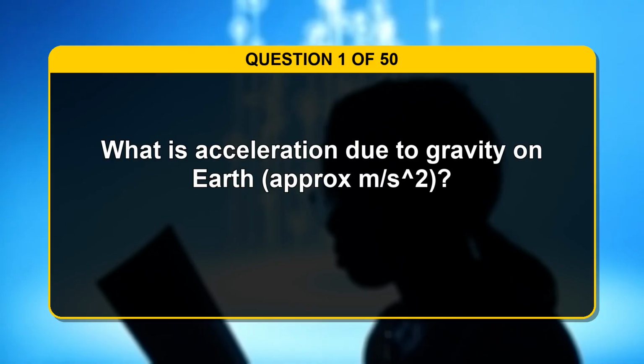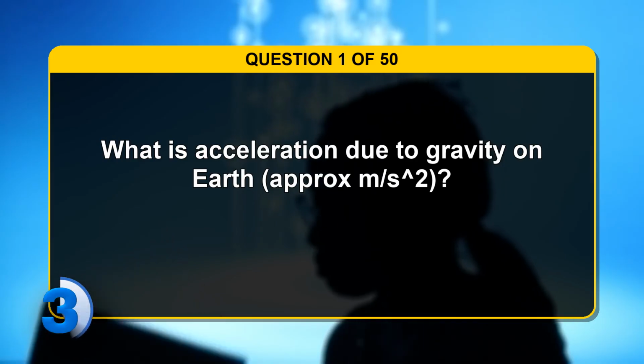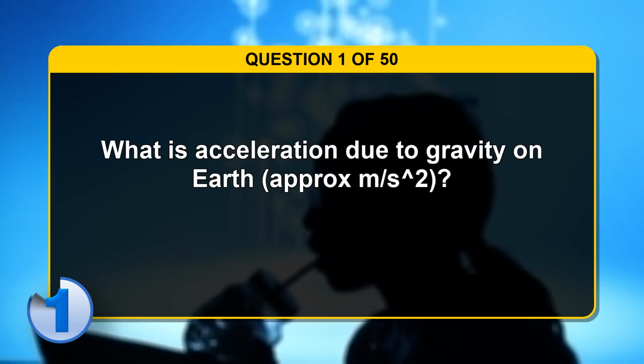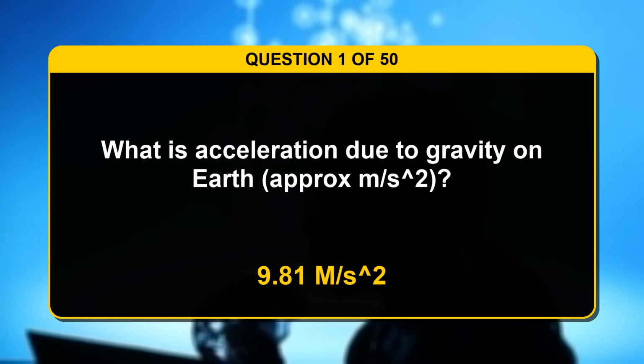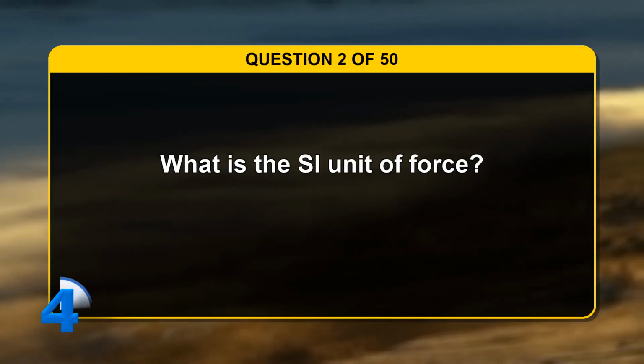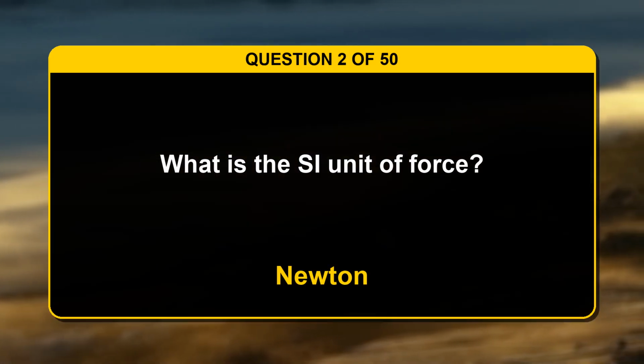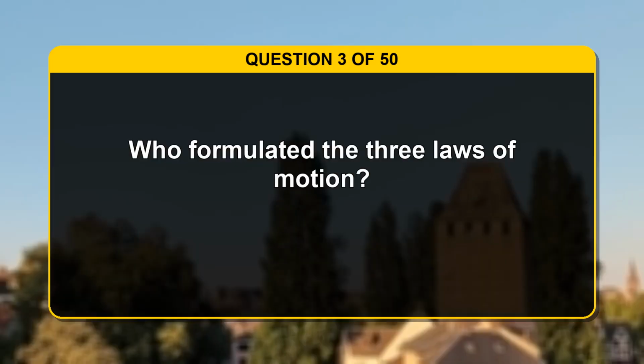What is acceleration due to gravity on Earth, approximately, in m/s squared? 9.8 m/s squared. What is the SI unit of force? Newton. Who formulated the three laws of motion? Isaac Newton.